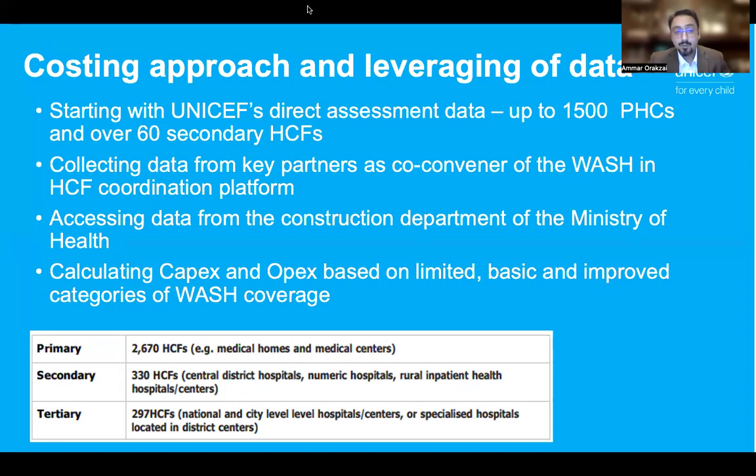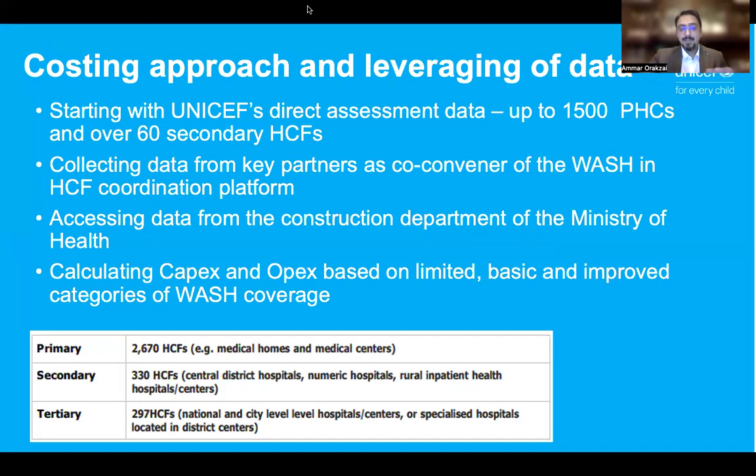UNICEF was also the co-convener of the WASH and Healthcare Facilities Coordination Platform. So we also had access to partners in terms of collecting data and understanding what sort of investments they are doing. Is it really in line with a particular structure or particular standards, or is it different, to really understand how the costing is being done? And all that data was basically collected for this exercise to understand different aspects of it.